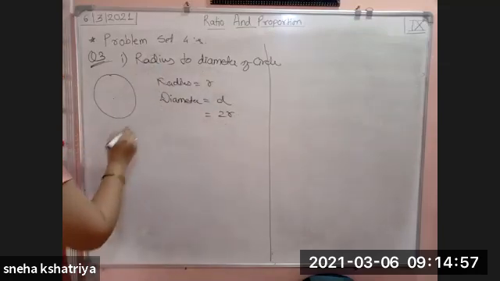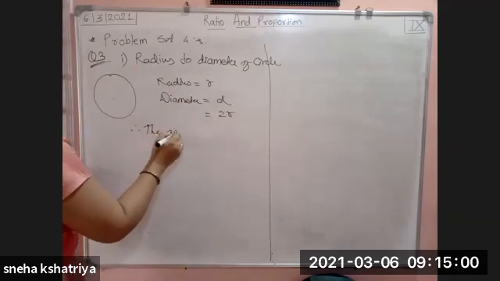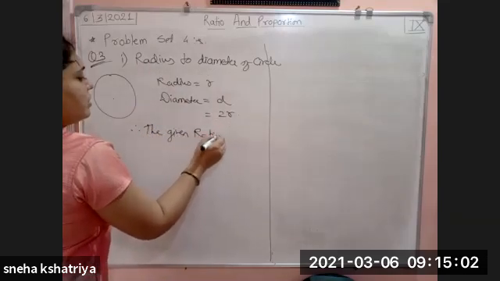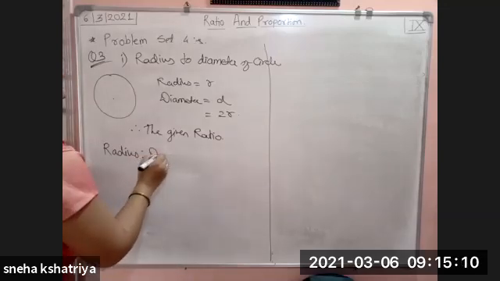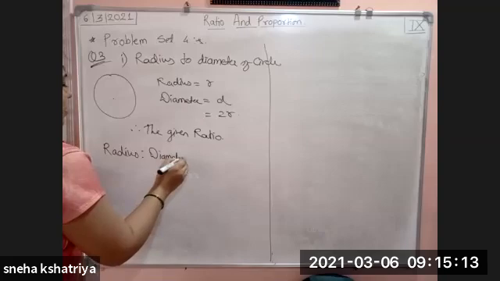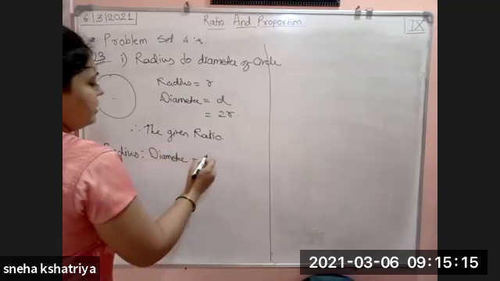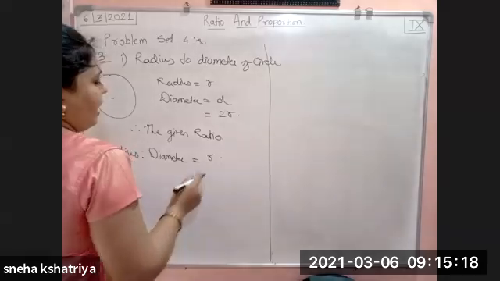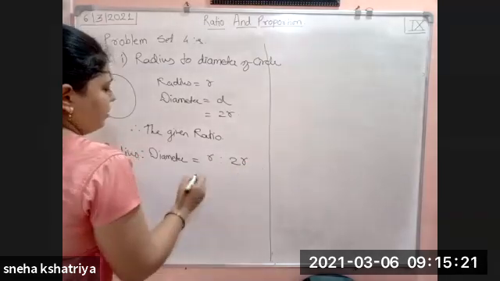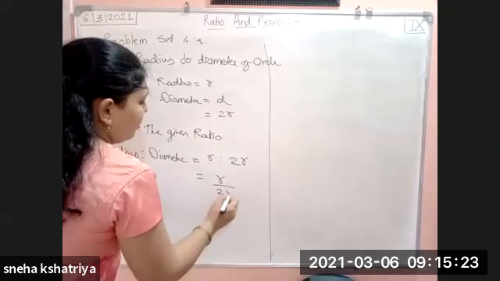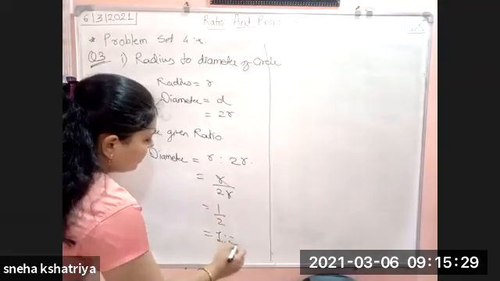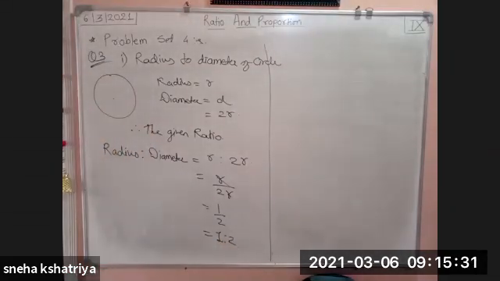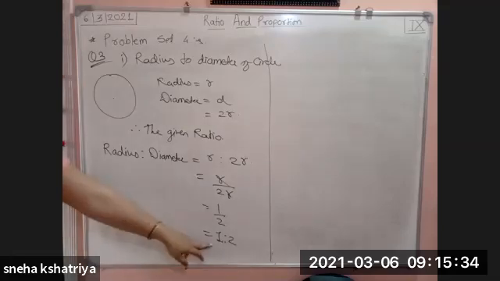We have to consider the given ratio. What is the ratio we have to consider? Radius as to diameter, which is equal to, radius is r and diameter is 2r. So we can write it as r upon 2r. r gets cancelled, 1 upon 2, which is equal to 1 is to 2. We get the reduced form of the ratio, 1 is to 2.